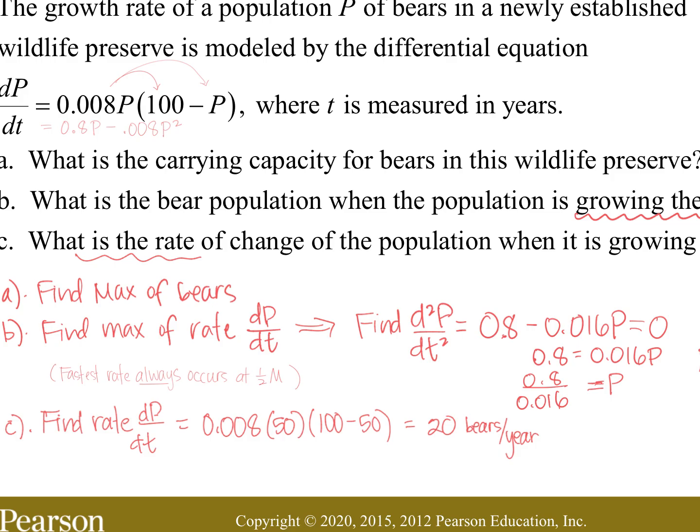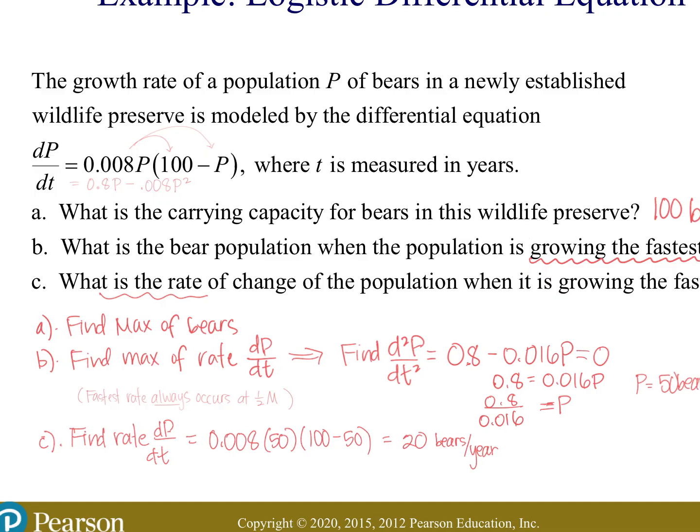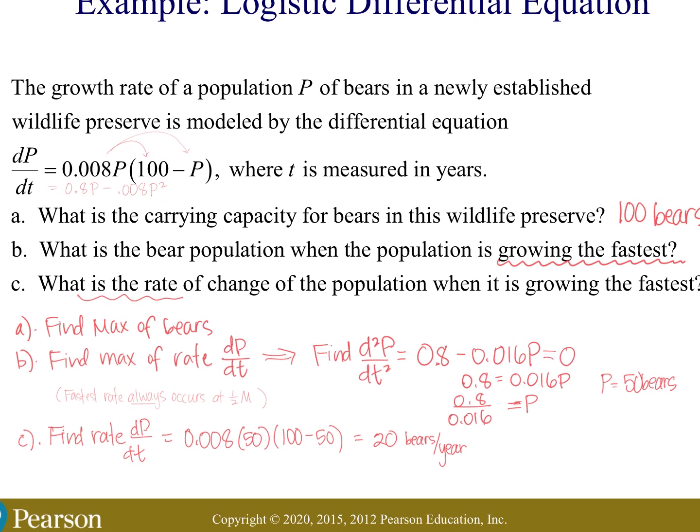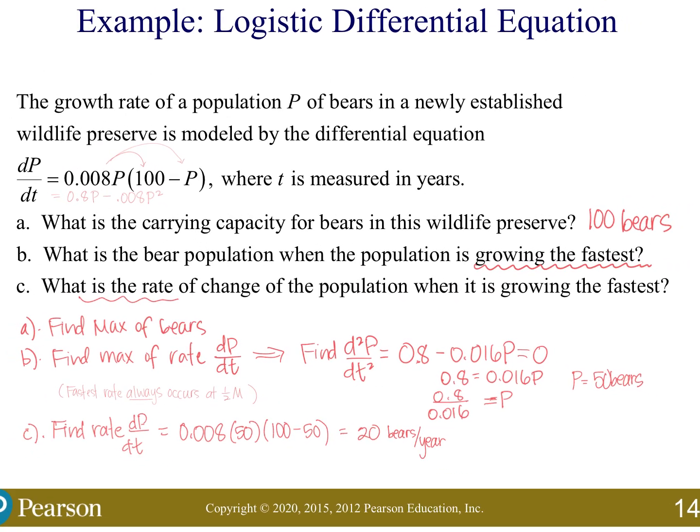Okay, so maybe there are 20 babies born that year, or maybe there are actually probably 25 babies born that year, but then 5 bears die, so you end up with a net of 20 bears per year. But understanding the question is going to pose, I think, the biggest challenge. Once you understand the question, you hopefully can do the math.